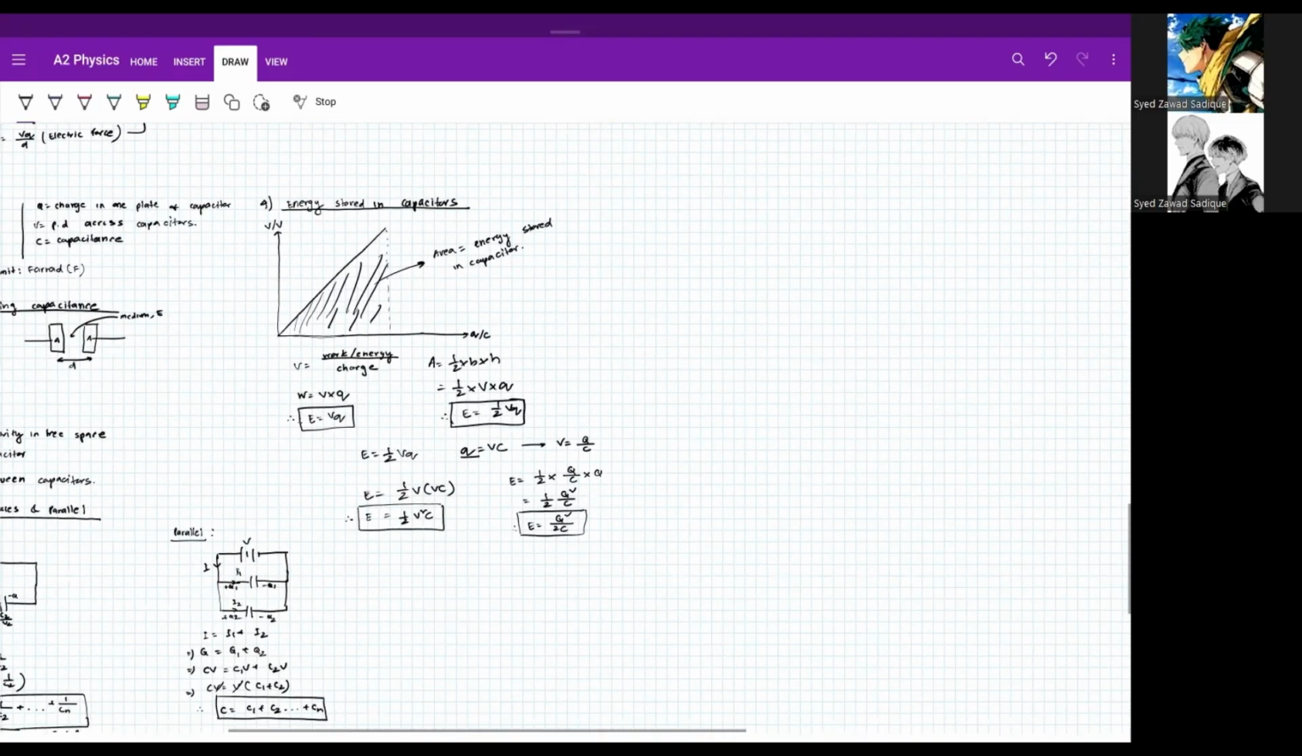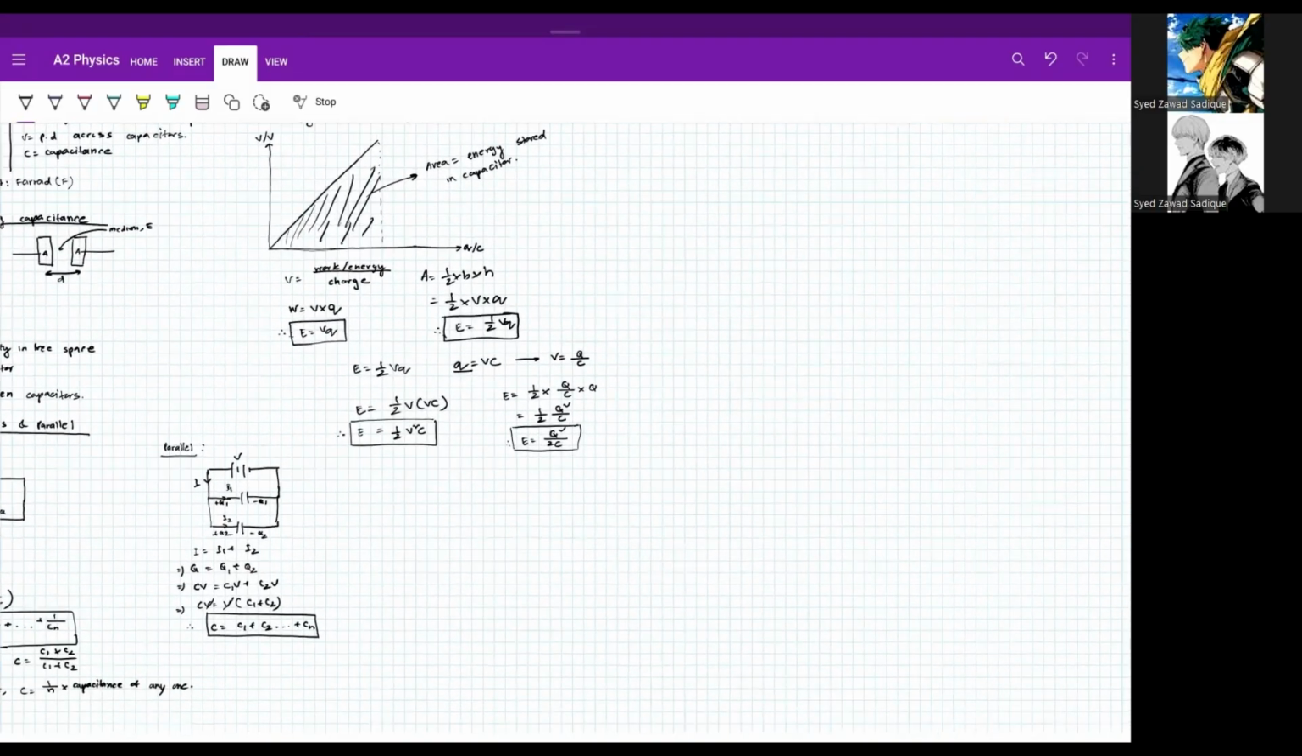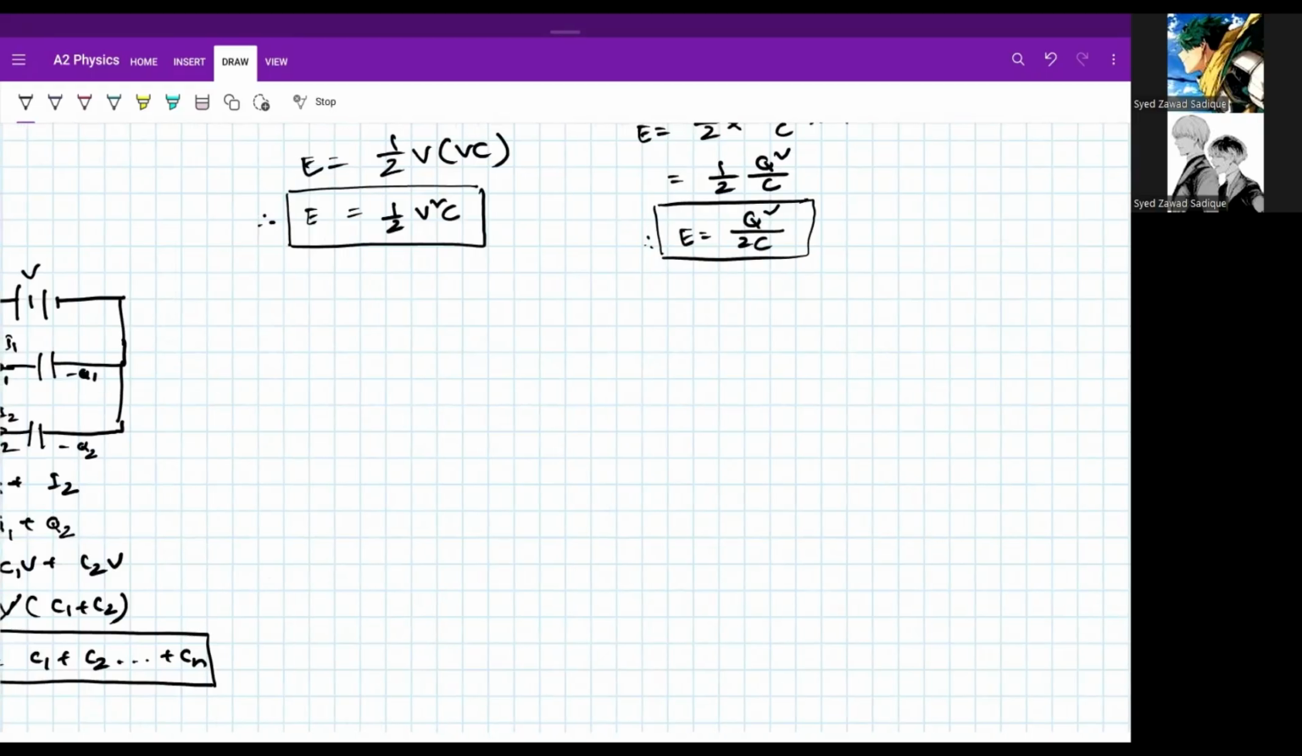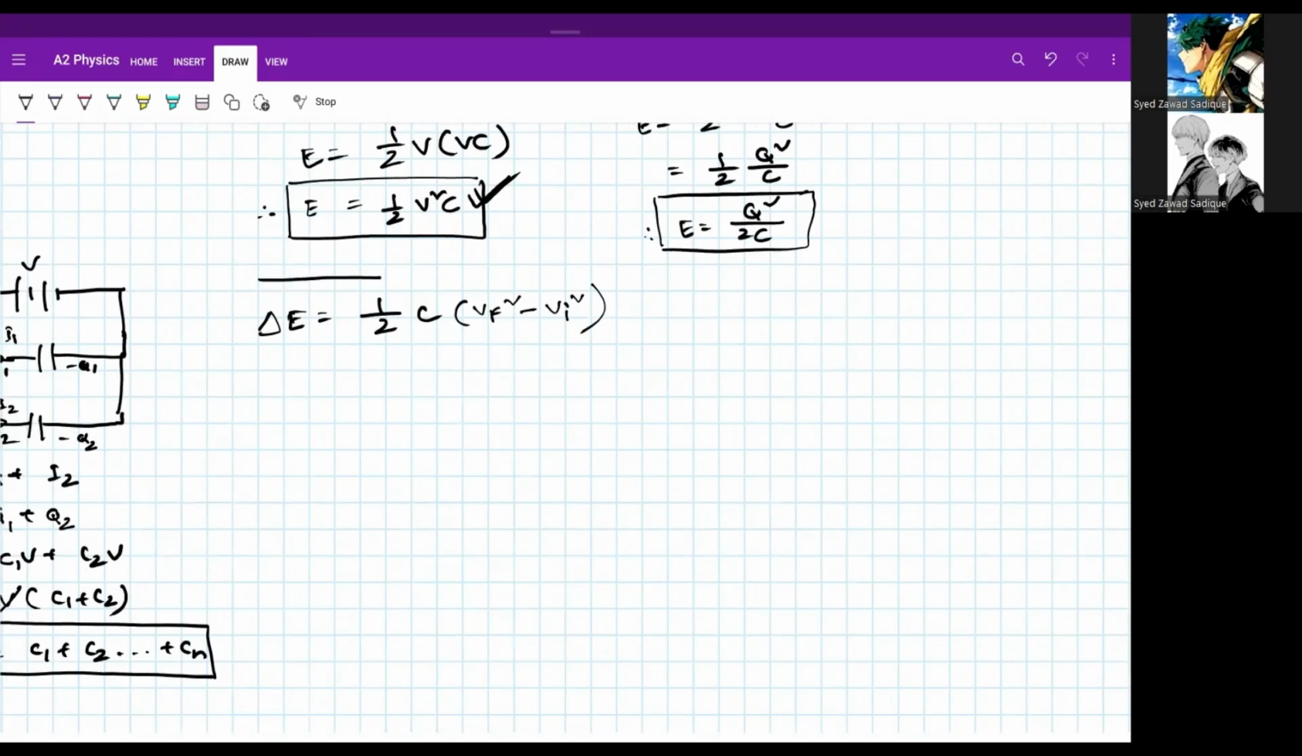And one last, change in energy. So you can use any of the two formulas. I usually prefer this one. To find change in energy, we can use half. We know capacitance is constant. Final voltage squared minus initial voltage squared. So that is the change in energy.